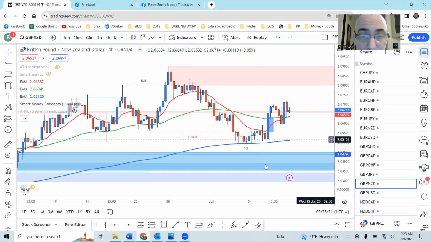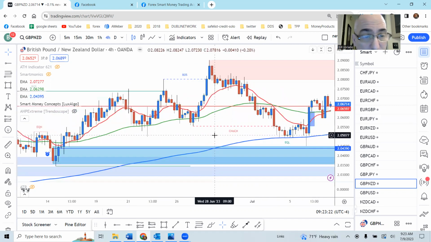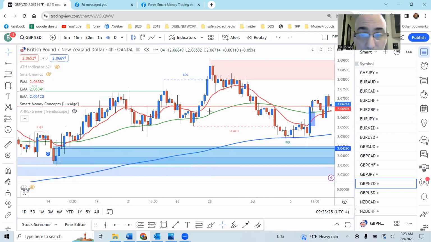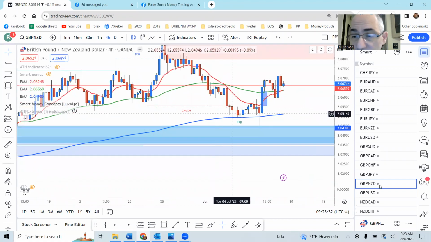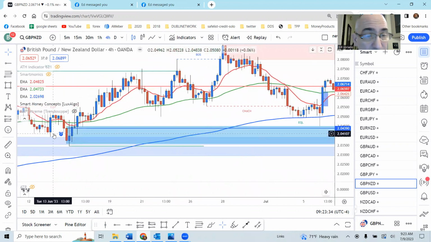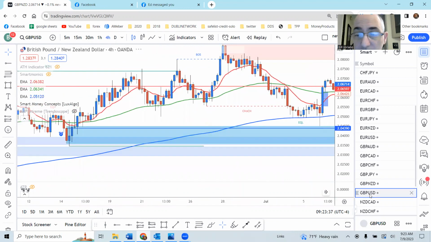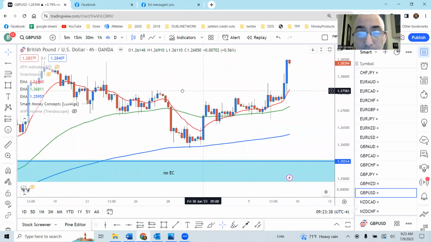Let's see what we got here. We have this order block that looks like we forgot to get rid of from last week. We're going to keep it because price has not hit our point of interest line yet. We have an alert set, as you can see there. And let's move on.